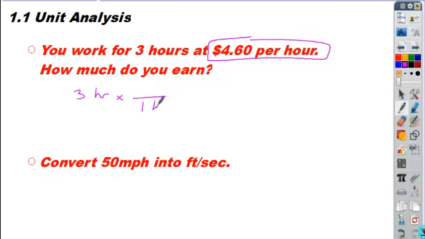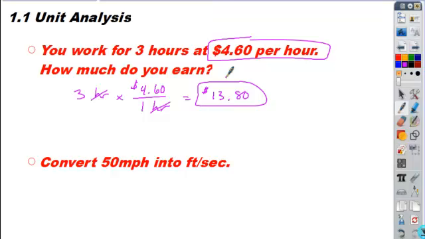And so for every 1 hour, and we write the hour in the denominator so that the units cancel, that's equivalent to $4.60. So it allows you to relate two different types of units. Okay, and then you simply multiply across and you get your solution. So if you multiply 3 times 4.60, 3 times 4 is $12. 3 times 60 cents is $1.80. So $12 plus $1.80 gives you $13.80 as your solution.